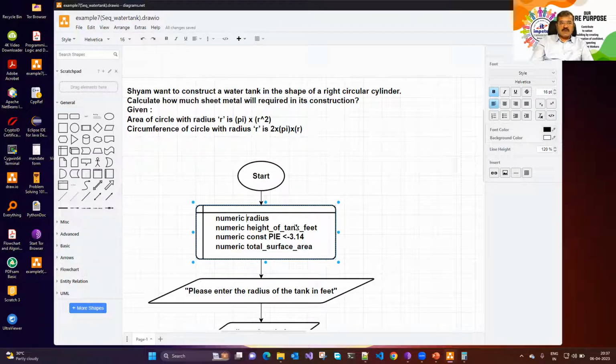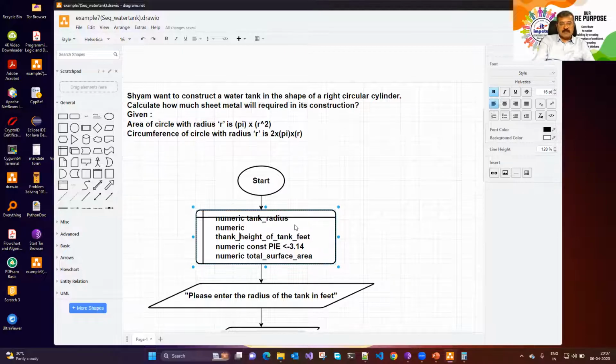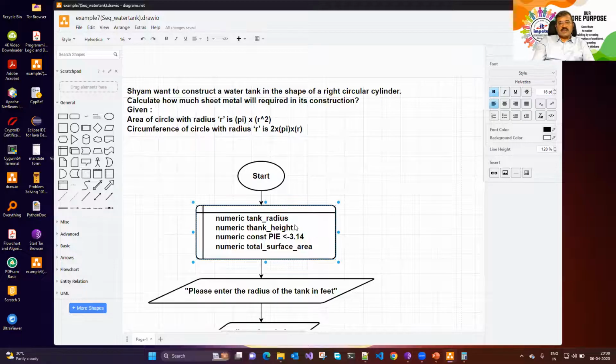I just said tank radius. Okay, tank height. Tank height. Okay, and again I told you there is no need for units, unless that's the only unit of measurement. Then in that case you need not take the units.